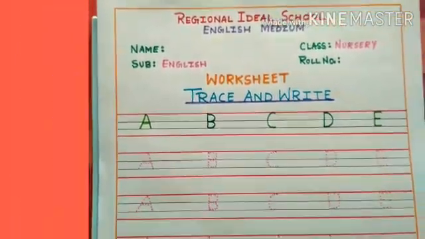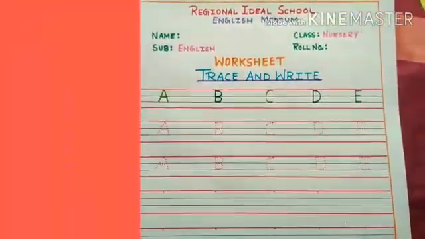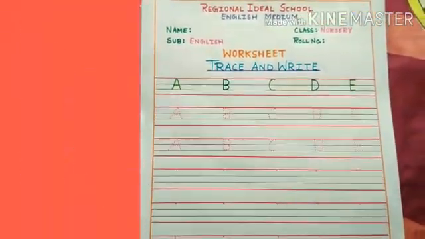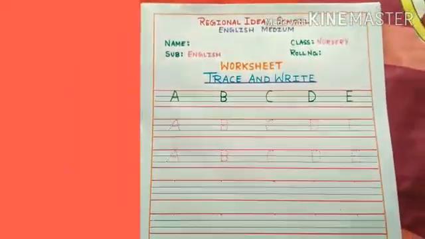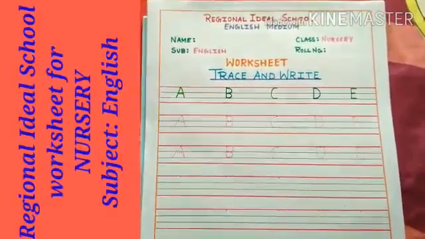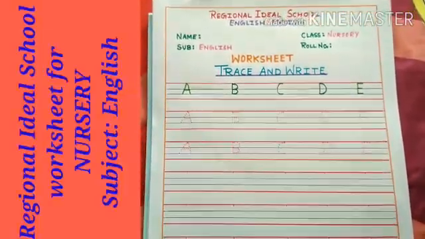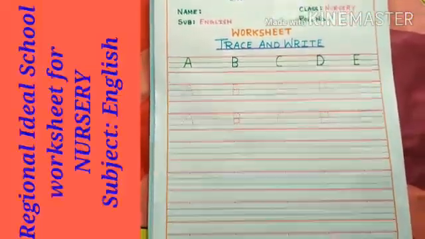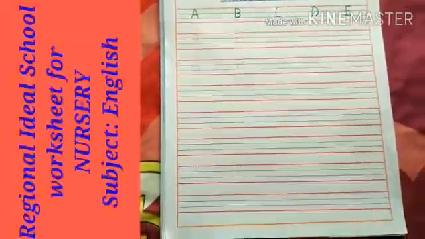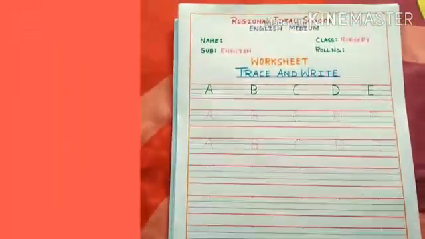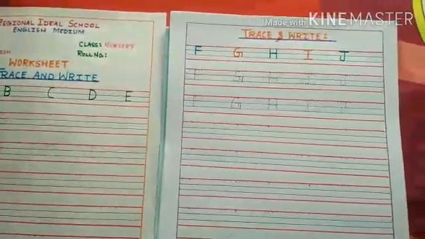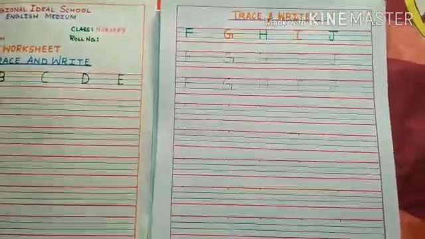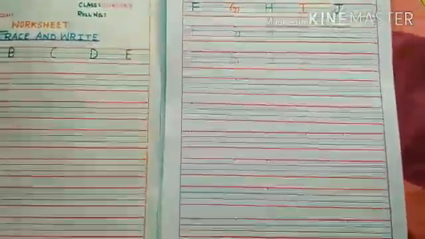On the first page, we have written A to E, and in the second and third lines, we have written A to E in dotted lines. So, students have to trace over these dotted lines and write A to E in the space given below. And on the second page, in the same way, students have to trace 2 lines and write F to J in the given space.